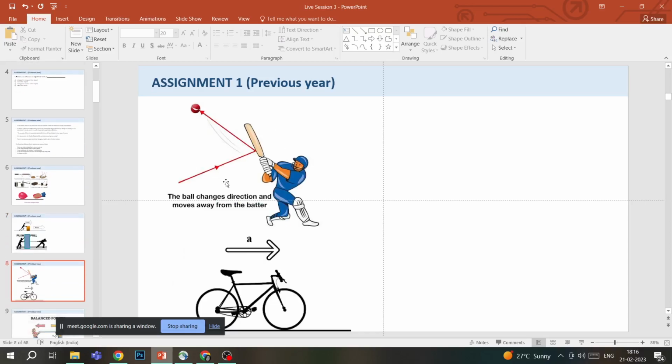Third, how does force change the direction of the object? Like I just told you in the example of the batsman, the ball comes, and when the batsman hits it, it changes direction and moves away from the bat. So the force is making the direction change on the ball. And then the example of a cycle: you're moving in one direction, you put some force, you turn your handle and you move in another direction. So you're using force to change direction again.